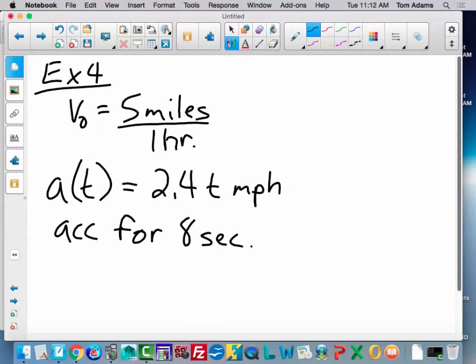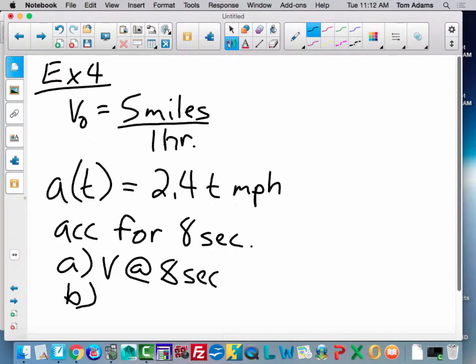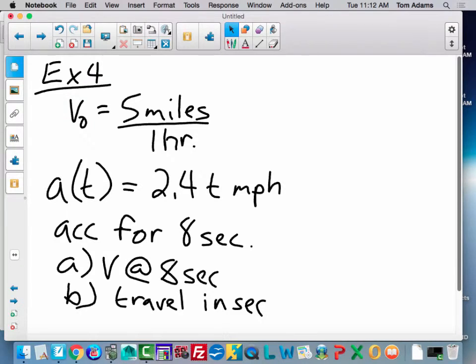And so your textbook asks you, it's got 2 questions. A, what's the velocity after 8 seconds? And then part B, it wants to know how far did the car travel in 8 seconds. Okay, so we got 2 questions there. So I'm going to jot a bunch of stuff down. We got to think about this.